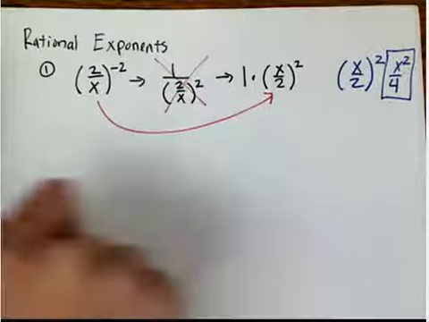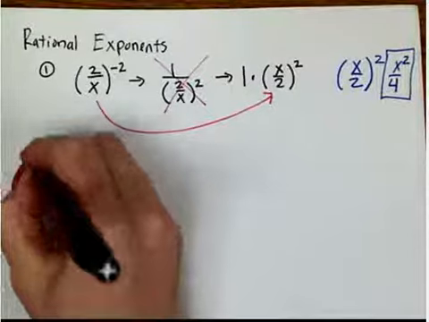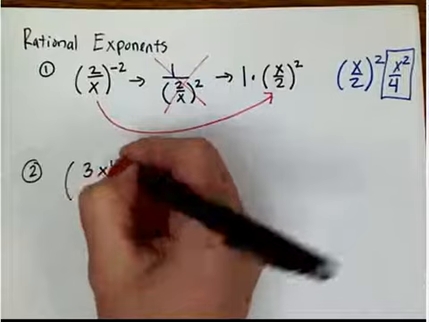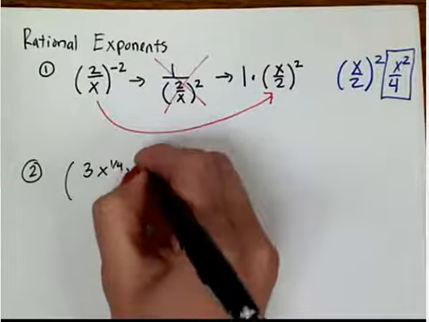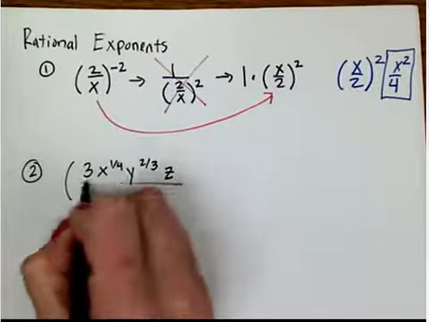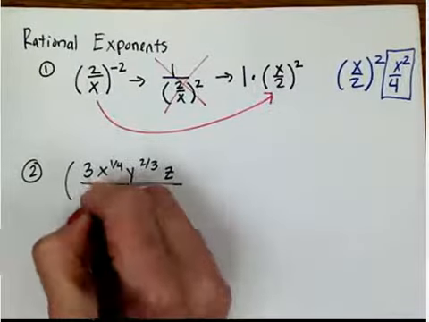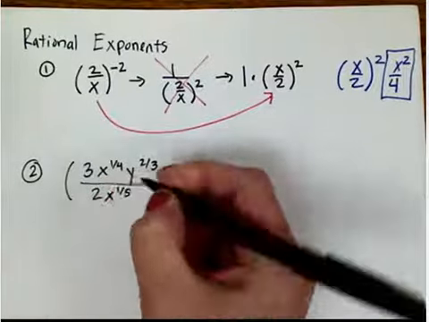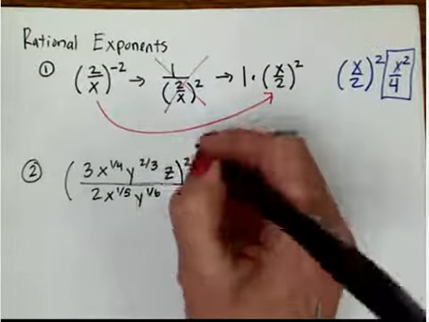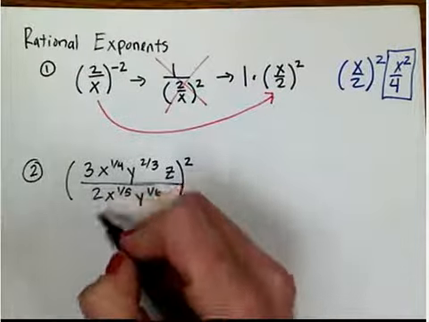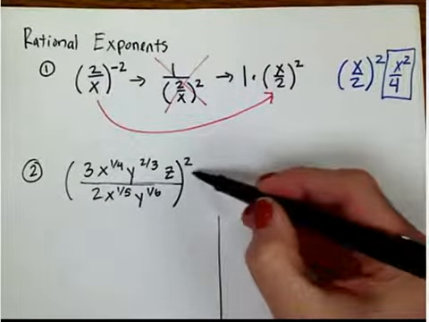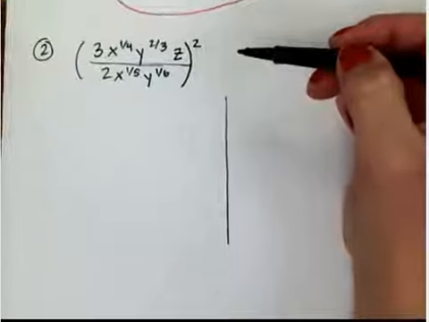Okay, so for our second example, we're going to combine some exponent rules with our expressions. So let's say 3x to the 1/4 y to the 2/3 z all over 2x to the 1/5 y to the 1/6, all quantity squared. Okay, so you have two choices. You can simplify inside the parentheses, or you can do the square first. We're going to do it both ways so you can see the difference.